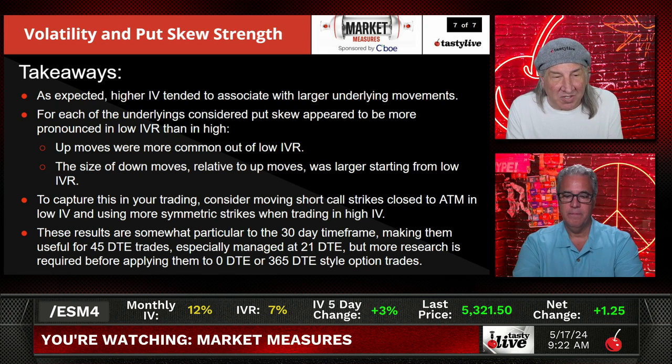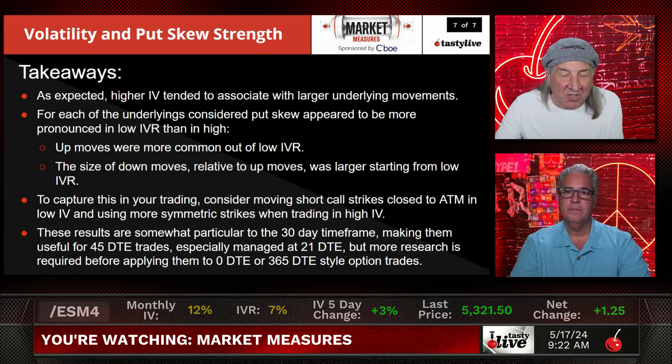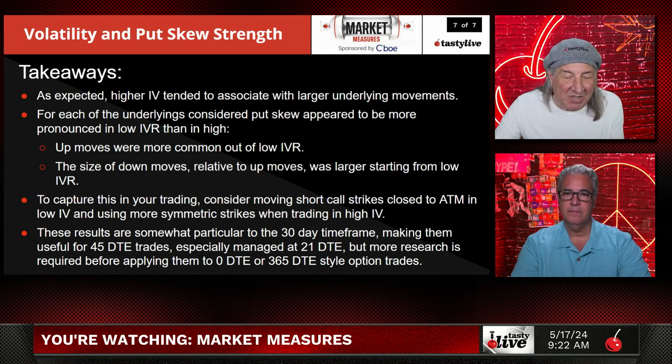For each of the underlyings, the put skew appeared to be more pronounced in low IVR than in high IVR. What happens there is that 73%, 71%, and 64%, those were the put skew numbers, and they were definitely much bigger when implied volatility was lower. Up moves were more common out of low IVR. We talked about that. And the size of down moves relative to up moves was larger starting from low IVR.